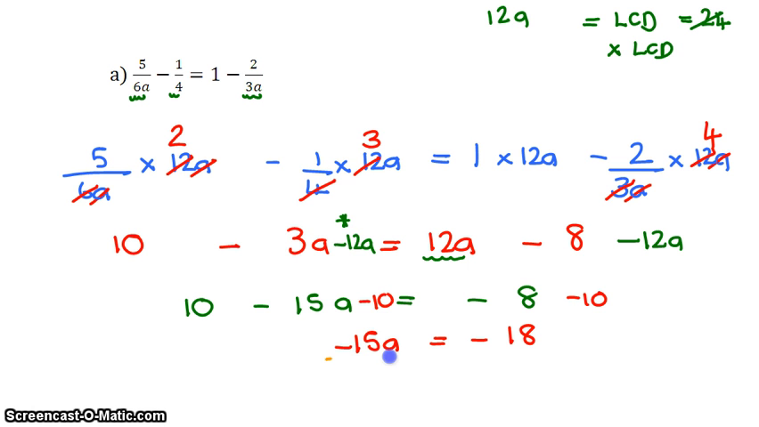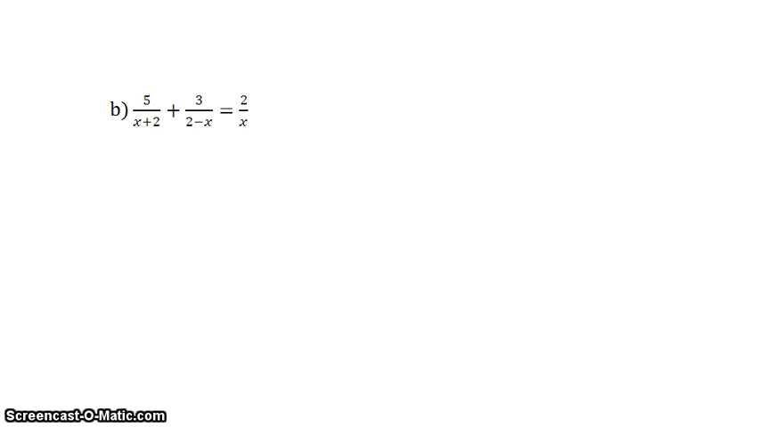Now, obviously, I need to divide by negative 15 to get a by itself. If you don't like fractions, pick up your calculator and go negative 18 divided by negative 15. Obviously, my negatives cancel, and 15 and 18 both have a common factor of 3, so it'll simplify to 6 over 5, because 3 goes into 18 6 times, and 3 goes into 15 5 times. But use your calculator to check that you're right. Great, let's look at B.